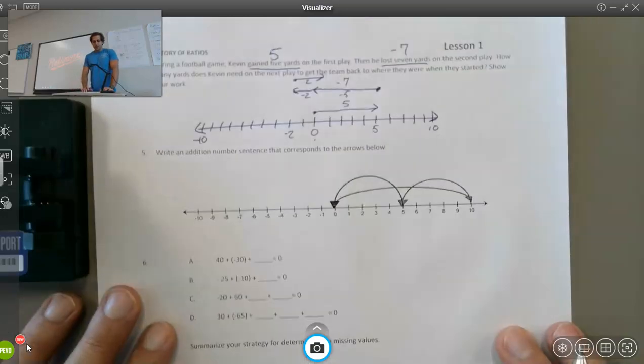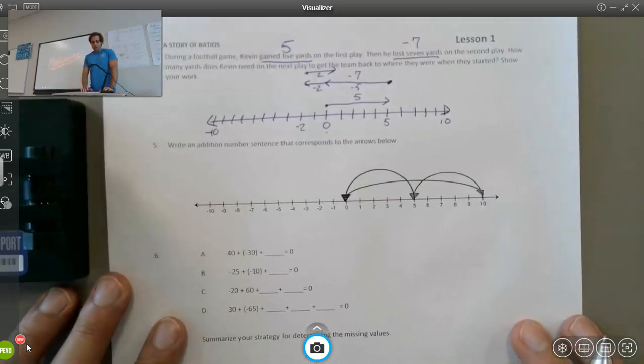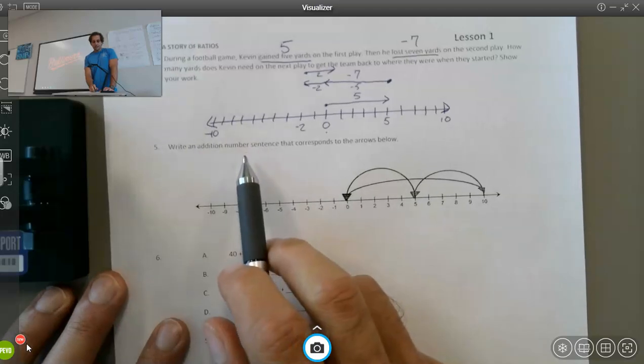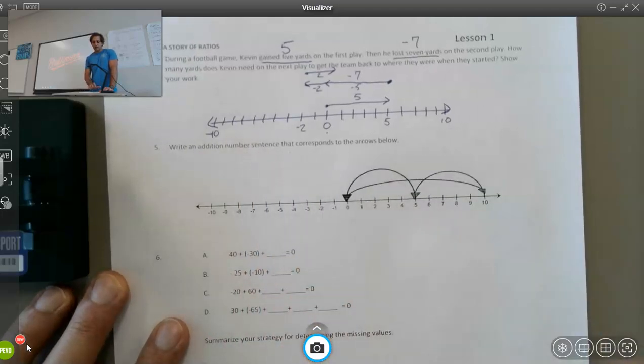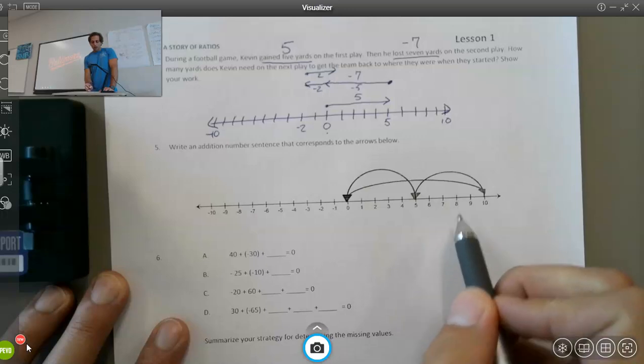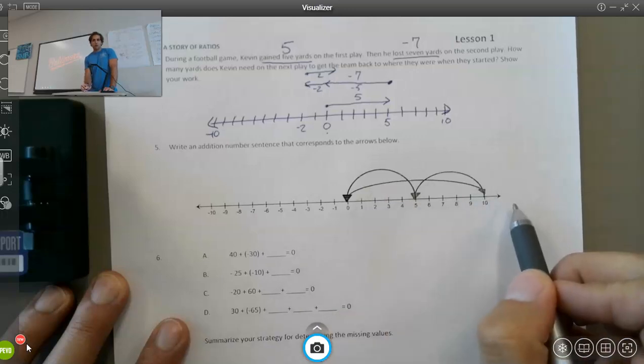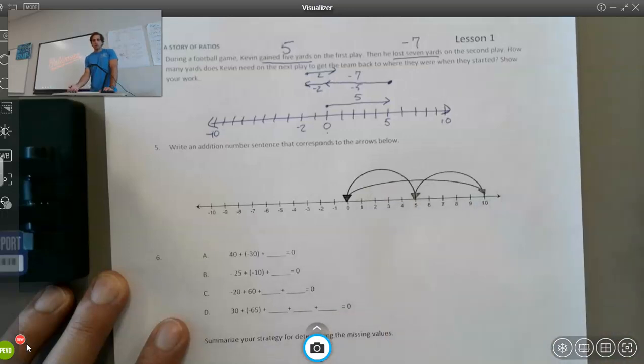All right, let's look at number 5. Write an addition number sentence that corresponds to the arrows below. Now, this question leads to some misconceptions, and hopefully we can draw those out. There's 3 arrows here. Which one do we start with? How do we know which one we have to do first? I see multiple moves happening here.